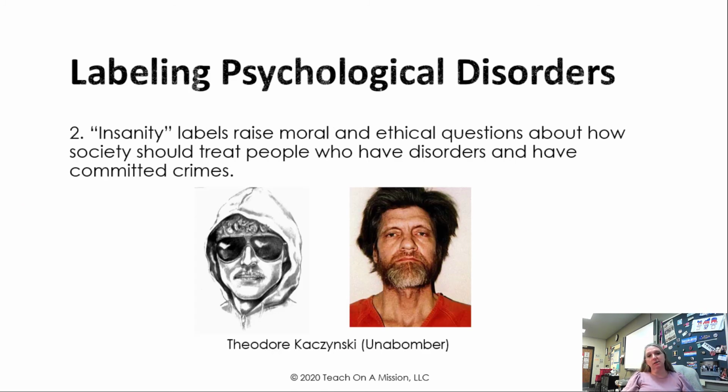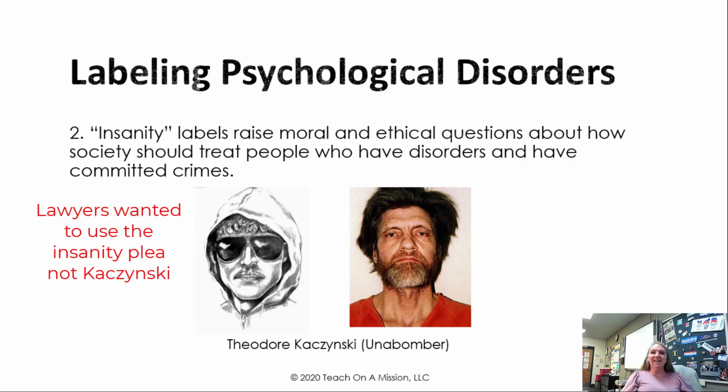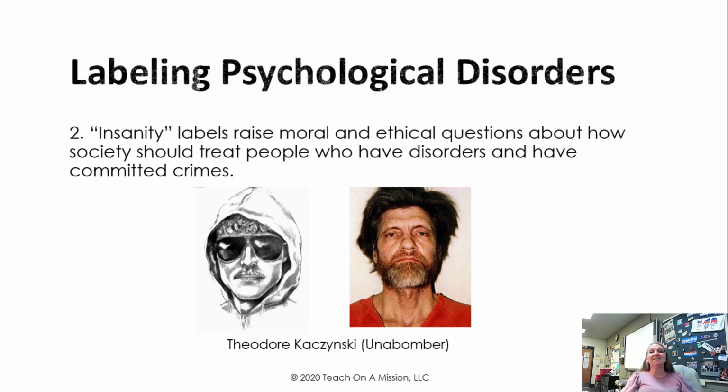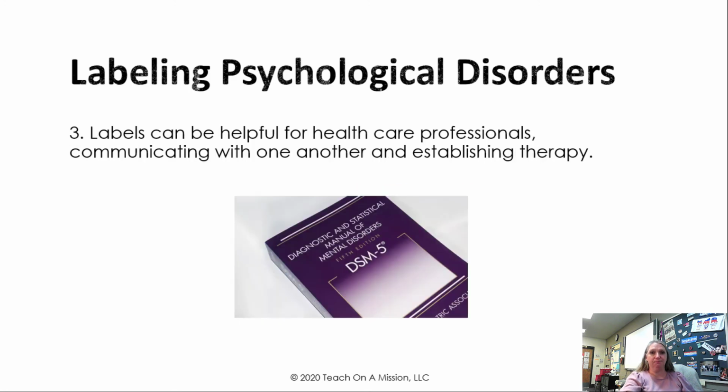Another issue when it comes to labeling psychological disorders is the insanity label, because it raises moral and ethical questions about how society should treat people who have disorders and have committed crimes. Ted Kaczynski here was the Unabomber. He sent mail bombs to universities and airports, U and A, and that's how he got his name. When he was finally caught, he wanted to use the insanity plea, and he refused. But if he had used the insanity plea and been found guilty, his treatment would have been very different from what he received because he did not accept the insanity plea.